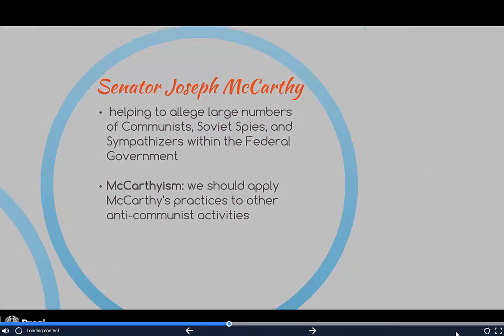Senator Joseph McCarthy helped to allege large numbers of communists, Soviet spies, and sympathizers within the federal government. And also he made McCarthyism, which we should apply to our anti-communist activities, because it will overall help us prevent it from spreading to us and other places.